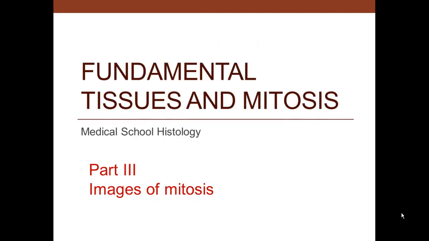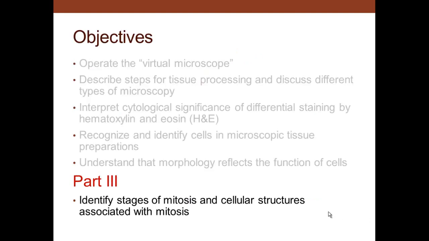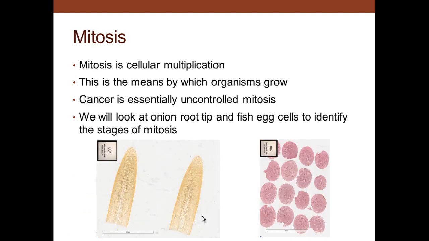Fundamental tissues and mitosis. This is part 3. We'll be looking at images of mitosis. So we'll be identifying the mitosis and cellular structures associated with mitosis in part 3. Mitosis is cellular multiplication, where cells divide and have two identical cells produced just like the original cell. So this is what happens in cells to duplicate the numbers of identical cells.